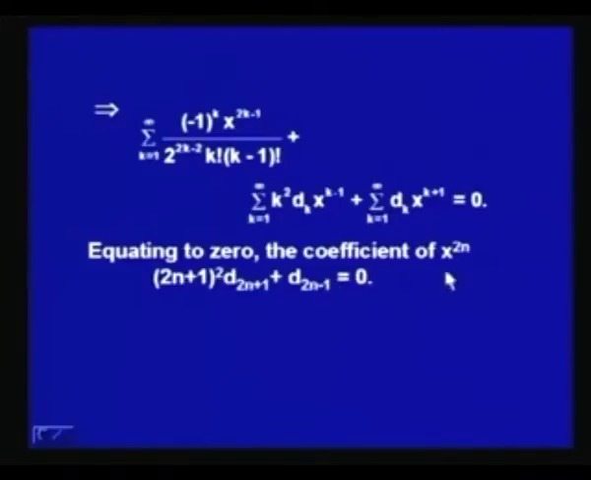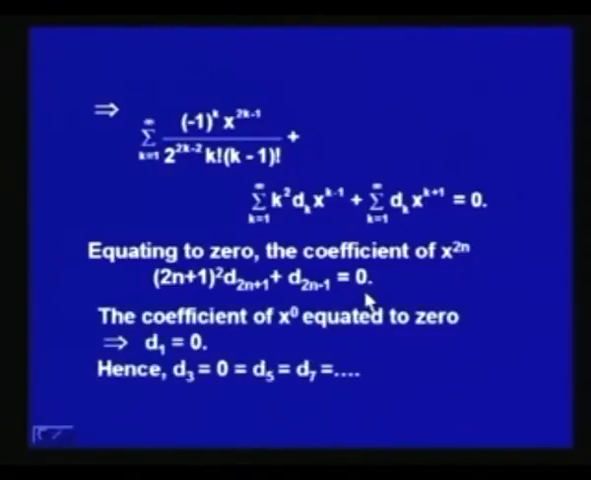even powers of x. Now when you put the coefficient of x to the power n to 0, the coefficient of x to the power n will not be found here, because it involves only odd powers of x terms. So we will have to find that from the second and third terms. The coefficient of x to the power 2n here will be (2n plus 1) square into d2n plus 1, while the coefficient of x to the power 2n here will be d2n minus 1. So we get the equation as (2n plus 1) square d2n plus 1 plus d2n minus 1 equal to 0.